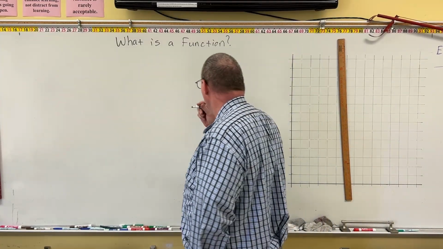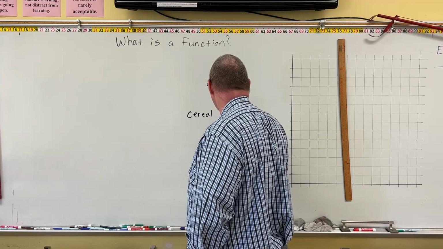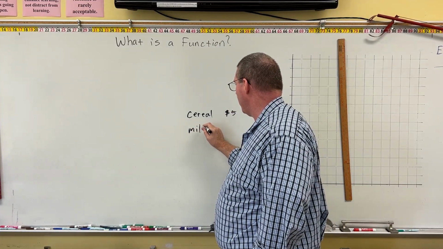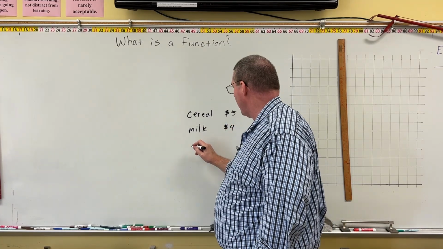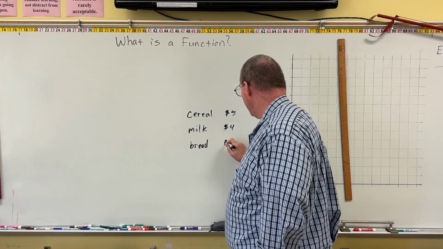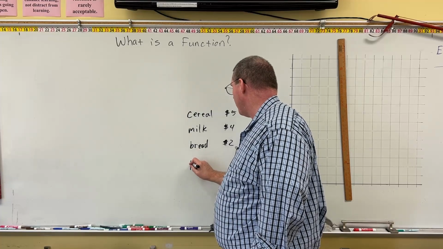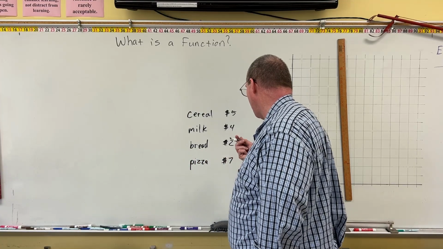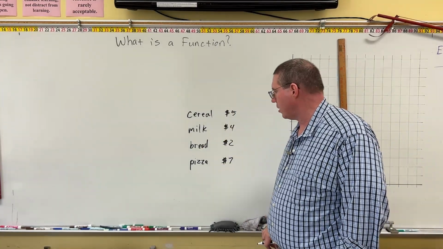So, for example, let's say that you were to buy a box of cereal, and the box of cereal is $5. Let's say you buy a gallon of milk, and the gallon of milk is $4. Let's say you were going to buy a loaf of bread, and the one you buy is $2. Let's say you buy a frozen pizza, and the frozen pizza is $7. So let's say you have these 4 items, so not 7, let's just stick with 4.